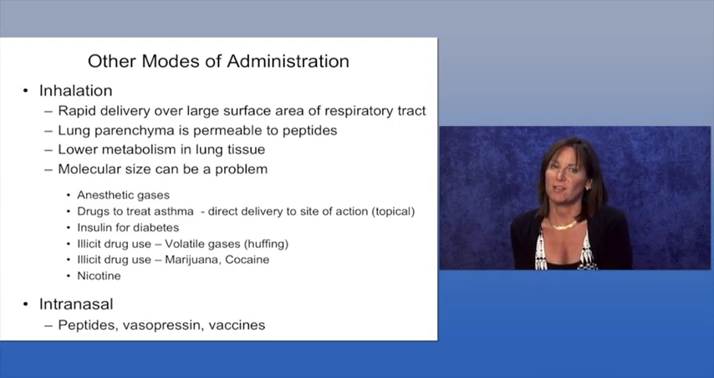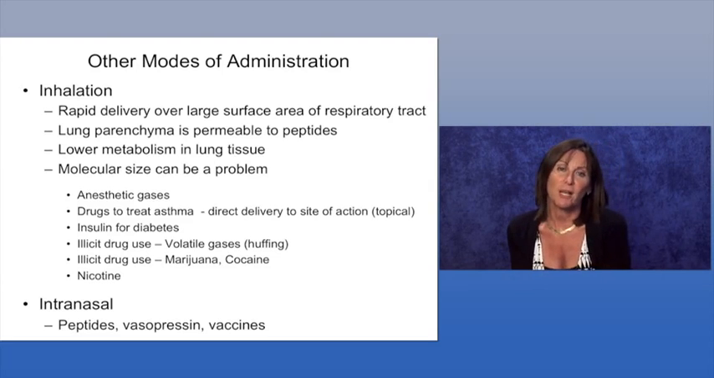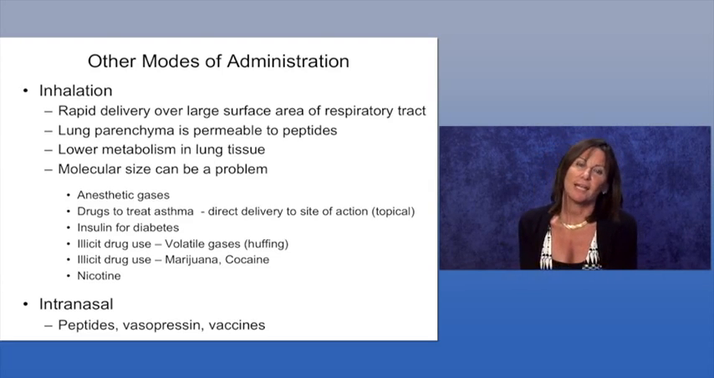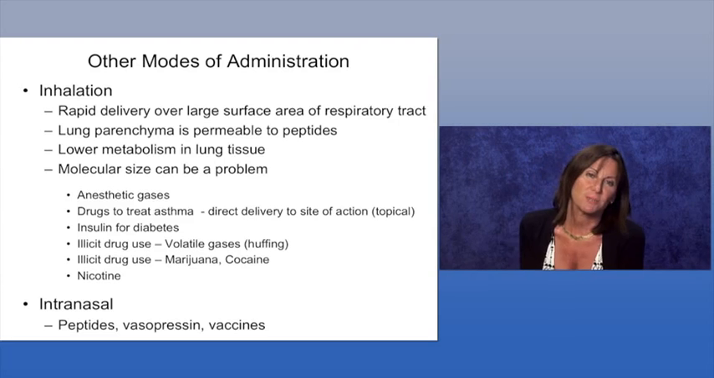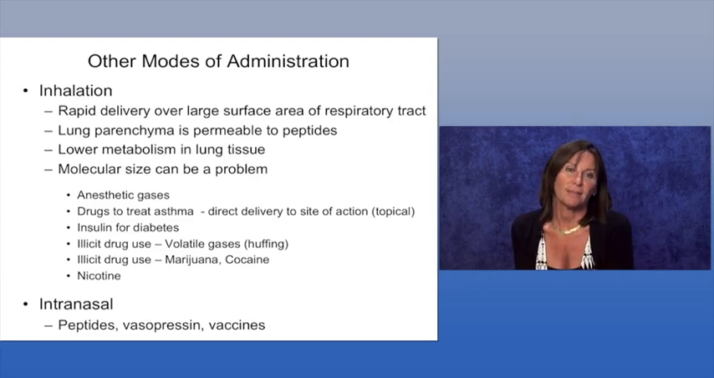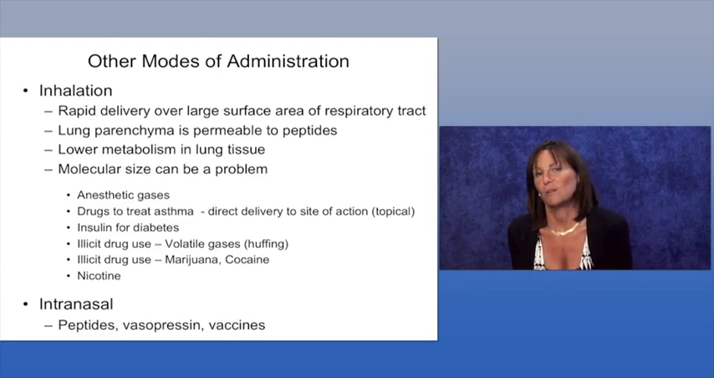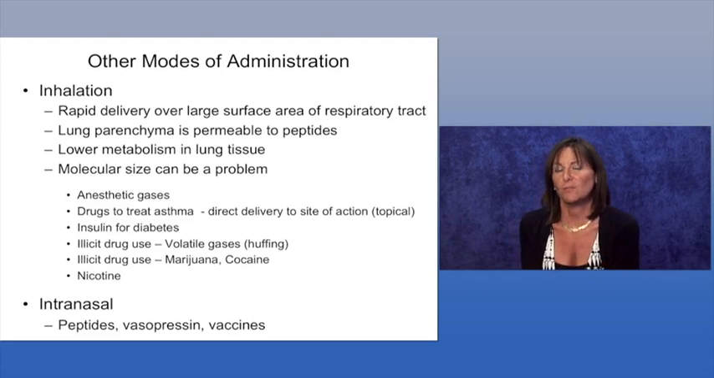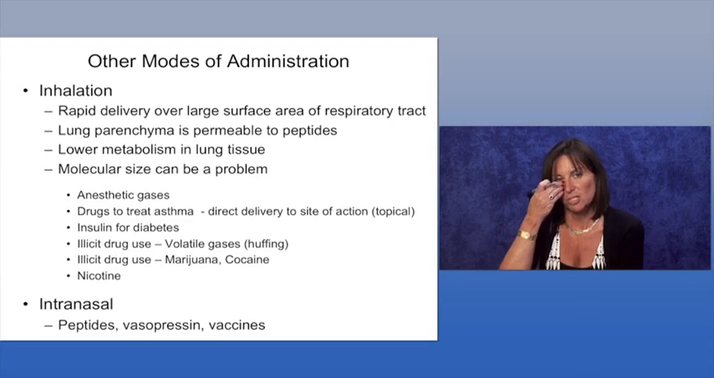And then consider the downsides. There are two common examples of illicit drug use. Probably the most scary is the concept of huffing. This is the idea of inhaling volatile gases for the purposes of obtaining an emotional high. The illicit drug use of marijuana and cocaine are two additional examples. And then obviously the social activity of smoking cigarettes. The inhalation of nicotine gains very rapid access to the systemic circulation.